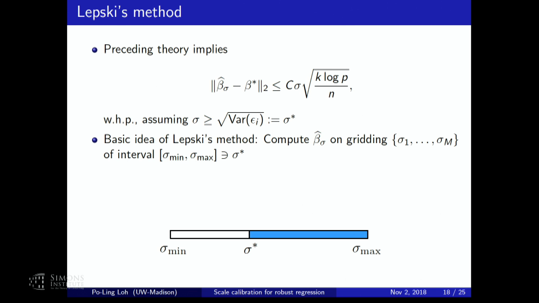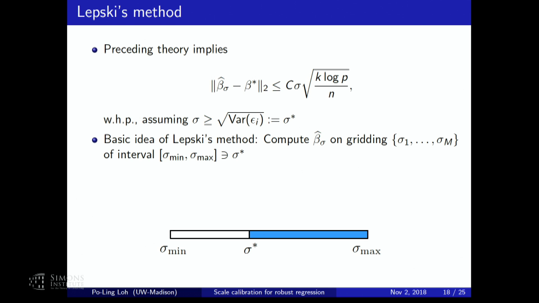So what we do know is that for any choice of the scale parameter that's big enough, we get a guarantee for the estimation error. It just gets worse and worse as we get bigger and bigger. And that's exactly where we can use Lepski's method. So Lepski's method says, let me find some rough parameter bounds.